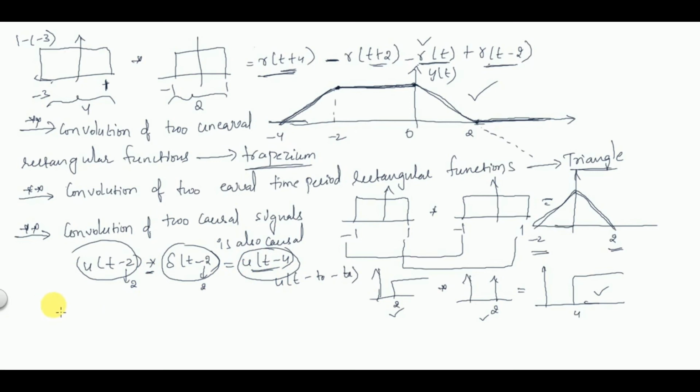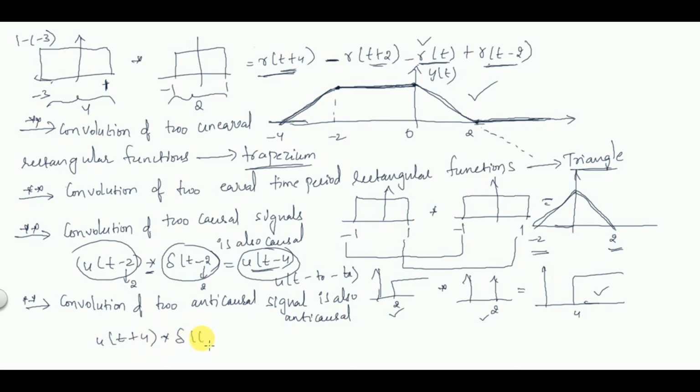Similarly, convolution of two anti-causal signals is also anti-causal. Suppose u of t plus 4 convolved with del of t plus 2 is equal to u of t plus 6. This is anti-causal, this is also anti-causal, defined for negative values.